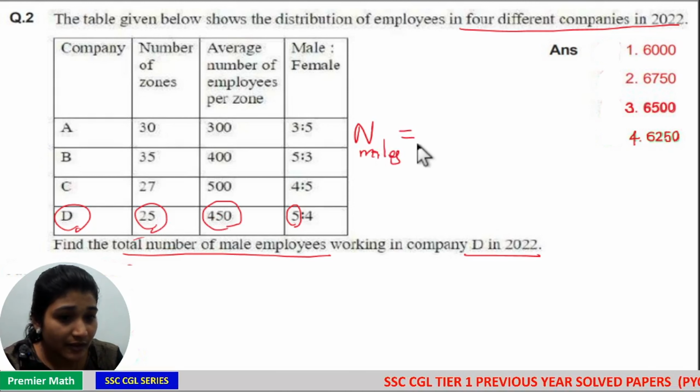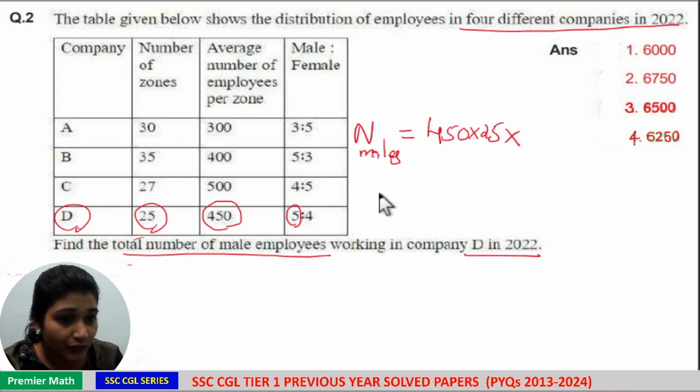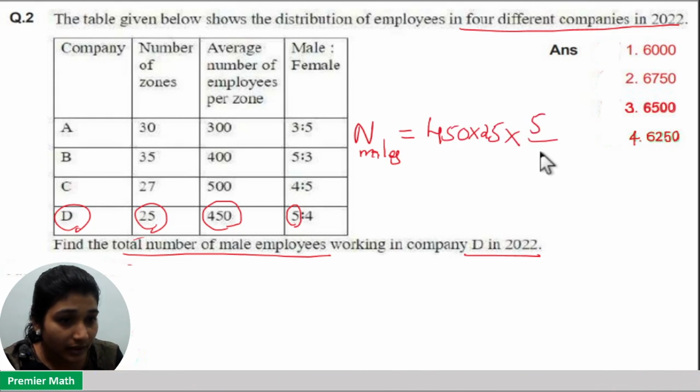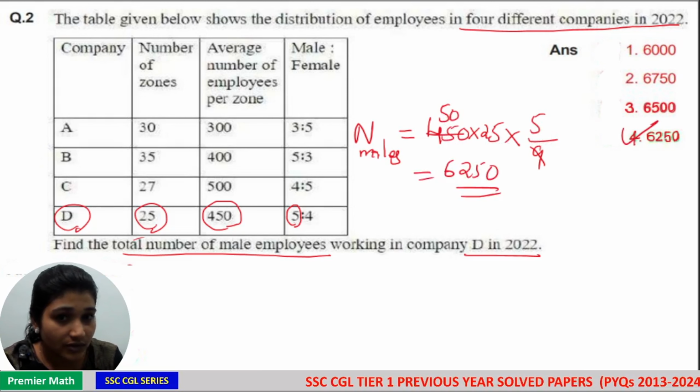Now, total number of males is equal to total number of employees times 5 by 9. Average is 450 per zone. So 450 into 25 is total number of employees, out of which 5 out of 9 are men. So 9 goes 50 times in 450, 5 into 5 is 25, 25 square is 625. So 625 into 10 is 6250. Option 4 is your answer.